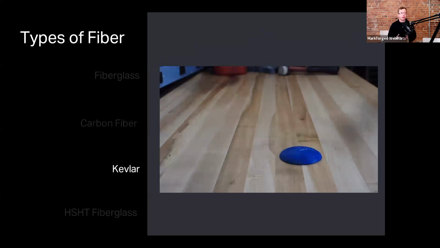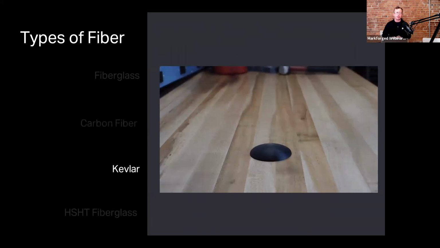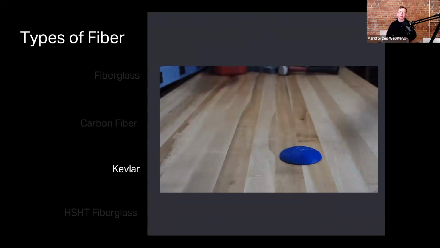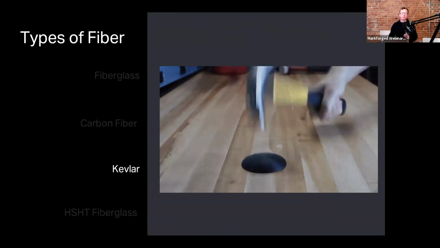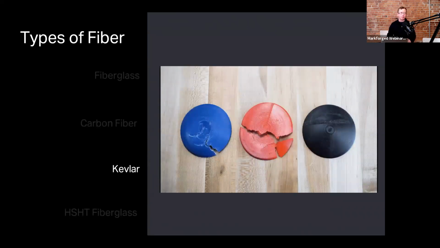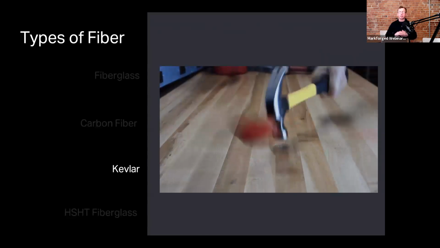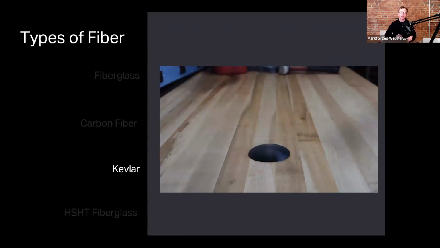So our next fiber is Kevlar. Kevlar is extremely durable and impact resistant, which means parts reinforced with Kevlar can take a beating without fail, as shown by this video here where we're smashing this Kevlar part with a hammer. For reference, the blue part is ABS, the red part is PLA, and the black is Kevlar reinforced onyx. Kevlar is also pretty unique in that it's 15 to 20% less dense than the other three fibers, making it the lightest of our reinforcement, not to be confused with strength to weight, it's just the lightest fiber.